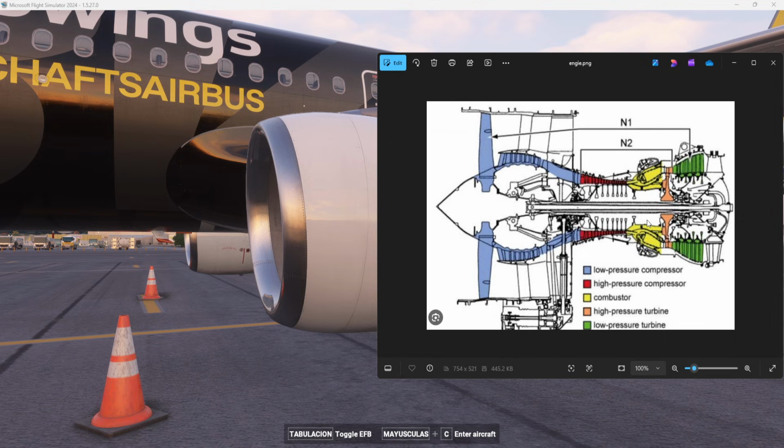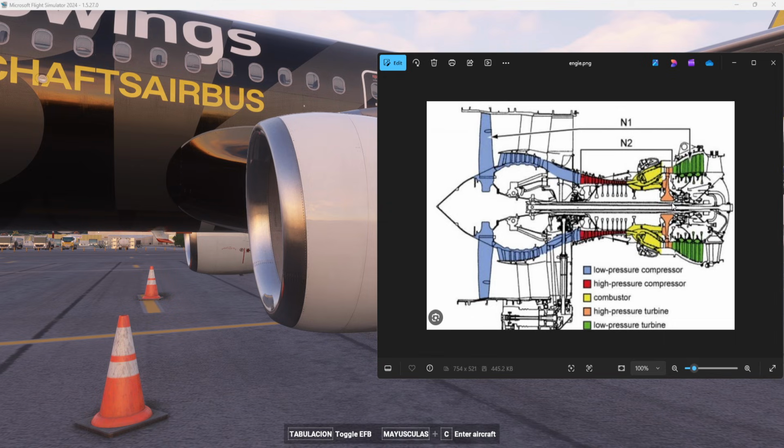Now the air is going to pass where? To the high pressure turbine immediately after the combustion. It is connected, as we said before, to the high pressure compressor. So it's going to pass here to keep moving the high pressure compressor. It has only one stage, because we still don't need too many stages. It has only one stage, the high pressure turbine.